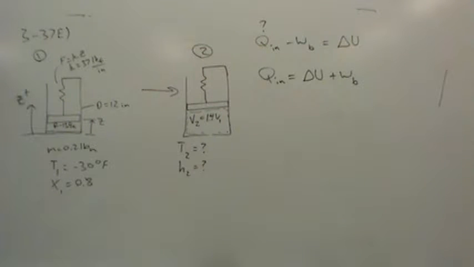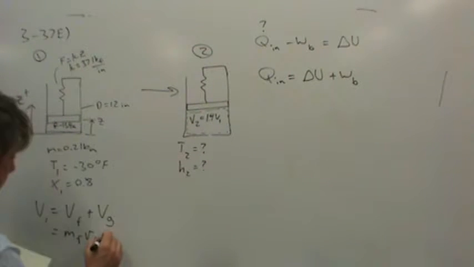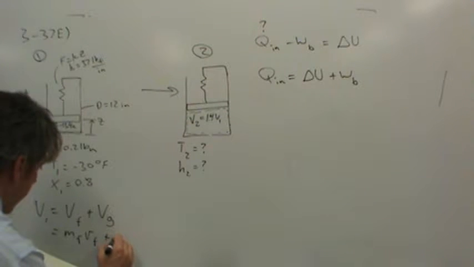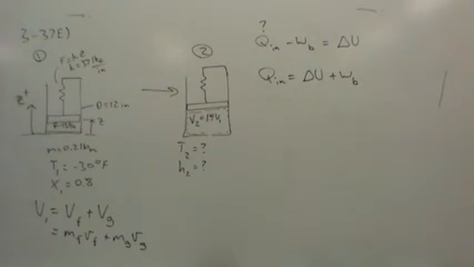Excuse me. So the volume in state 1 would be the volume of liquid plus the volume of vapor, right? But we could write the volume of the liquid and the volume of vapor as the mass in the liquid phase multiplied by the specific volume of the liquid plus the mass in the gas phase times the specific volume of the gas. Now, why would I do all this?